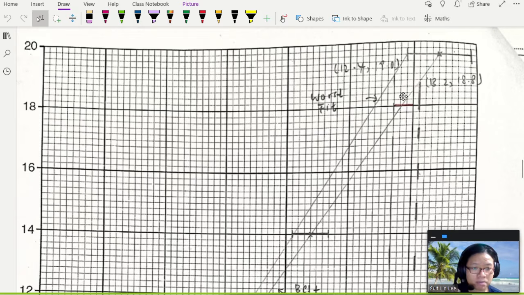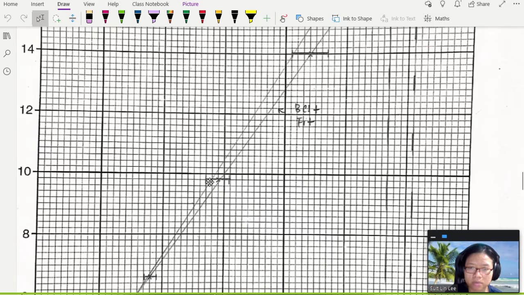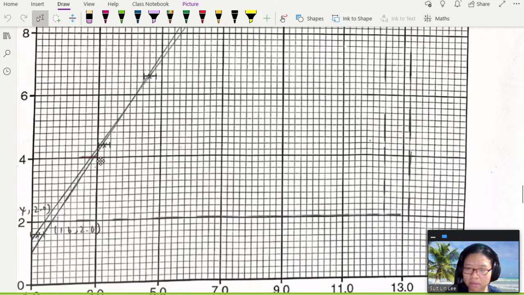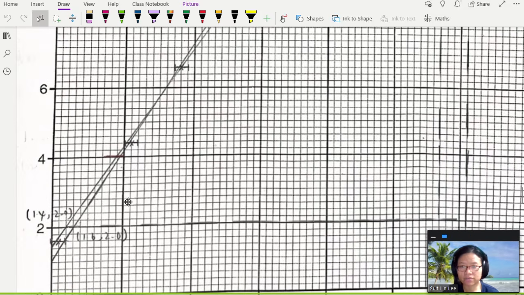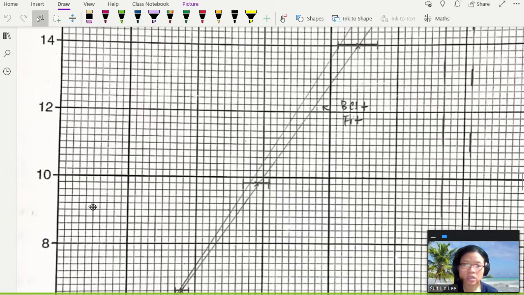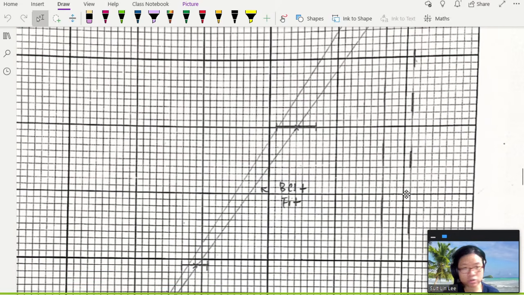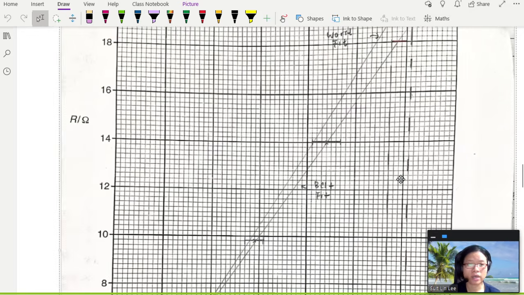Your worst fit line must pass through all the error bars. So pass through the error bar, pass through the error bar, pass through the error bar, pass through the error bar. Good job. This is a good worst fit line. Okay, so make sure it passes through all the error bars. If not, then how? Cannot level. Because everyone has the same data and everyone should be plotting a pretty identical graph, you should get very similar things.